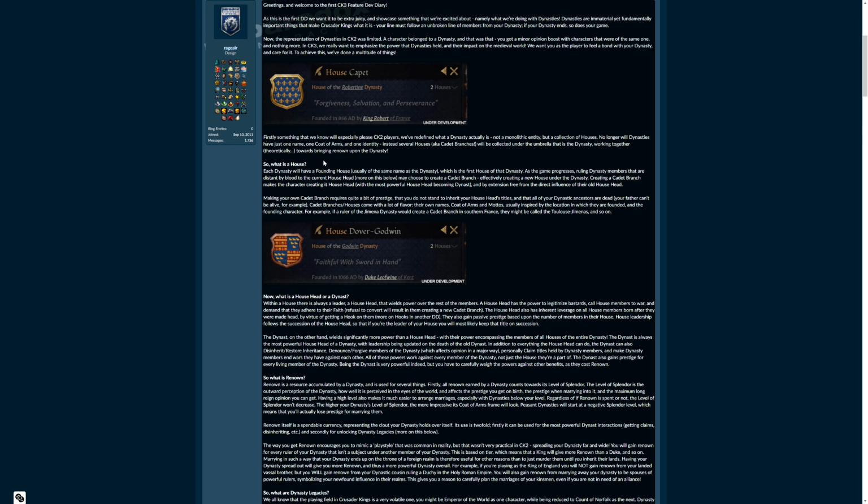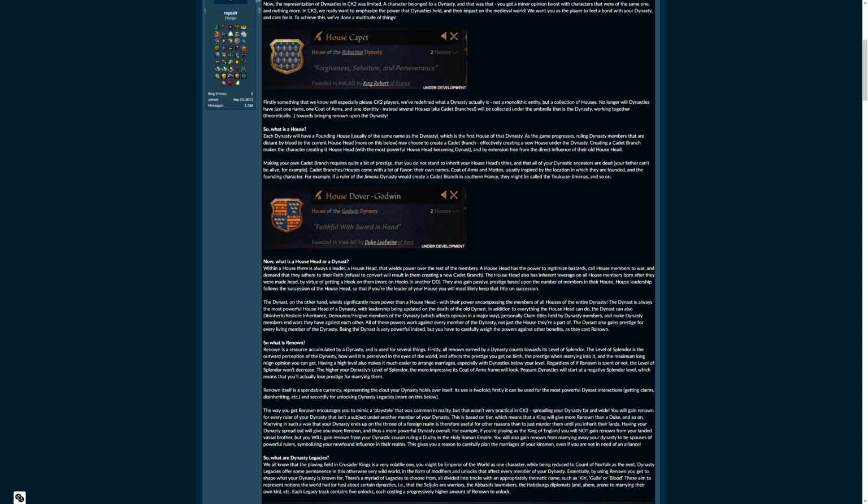Then going further down, what is that house? Each dynasty will have a founding house, so it will be the one, usually of the same name as the dynasty, the first house of that dynasty. You can see it progresses. As the game progresses, ruling dynasty members that are distant by blood to the current house head may choose to create a cadet branch, effectively creating a new house under the dynasty, and probably increasing their power that way. Creating that branch makes the character creating it the house head, with the most powerful house head becoming the dynast.